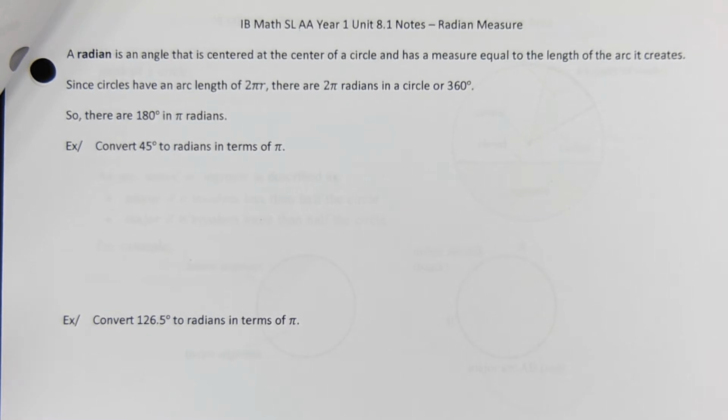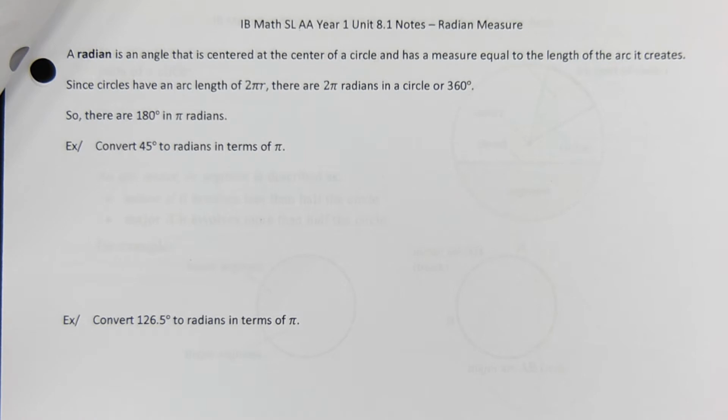And you're going to want to pay close attention, because if you're the kind of person that still thinks in degrees, it's time to change your mind. A radian is an angle that is centered at the center, go figure, of a circle, and the angle's measure is equal to the length of the arc it creates. That's a little confusing, right? What I just said. An angle's measure is equal to the arc it creates.